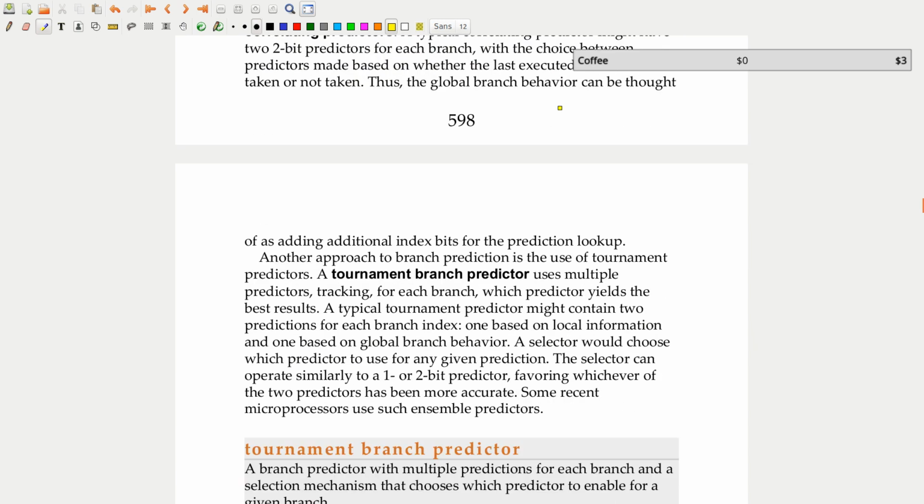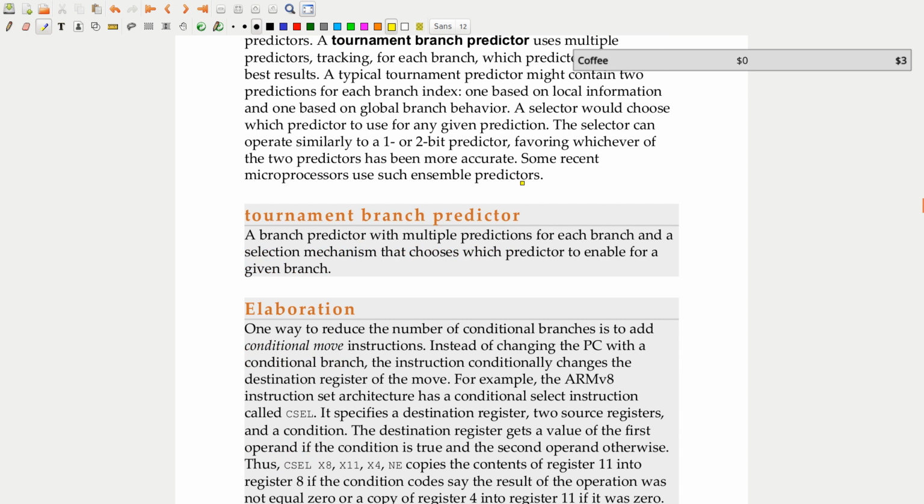Then we have things like a tournament branch predictor as well. So a tournament branch predictor has multiple predictions for each branch and a selection mechanism that chooses which predictor to enable for a given branch. So now we're not locking ourselves into a single line of prediction. We can have multiple lines that we can use some kind of control to select on.